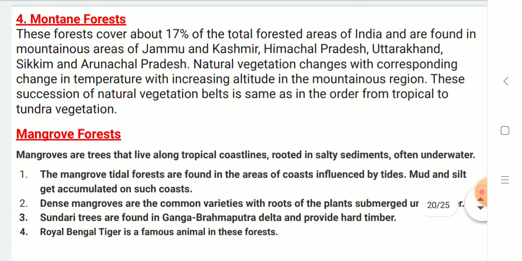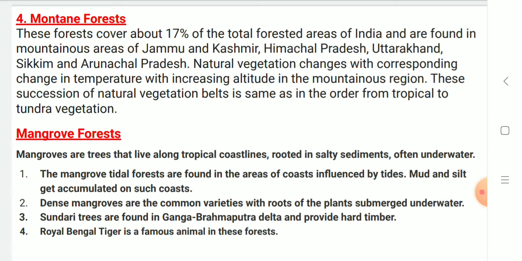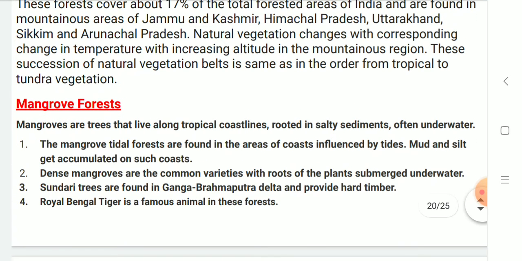Mountain forests. These forests cover about 17% of the total forested area of India and are found in mountainous areas of Jammu and Kashmir, Himachal Pradesh, Uttarakhand, Sikkim, Arunachal Pradesh. Natural vegetation changes with a corresponding change in temperature with increasing altitude in the mountainous region. The succession of natural vegetation belts is the same as in the order of tropical and tundra regions.